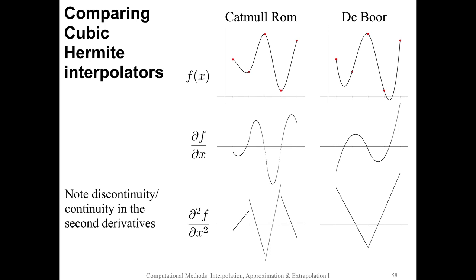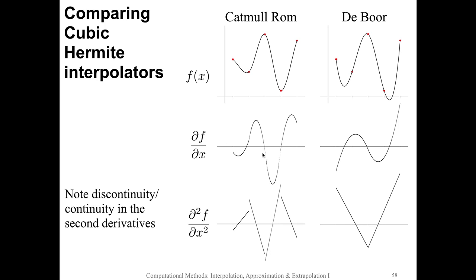So we've shown here on the top row, for the same data, for the same observed y values, the red points here, two interpolations, once with Catmull-Rom and once with De-Boor interpolation. And on the second row, we've calculated the gradient of the two interpolating functions. So this here is the gradient of the Catmull-Rom interpolator, and this is the gradient of the De-Boor interpolator.